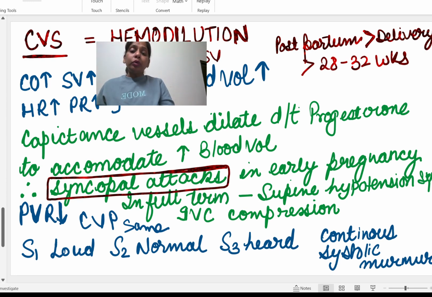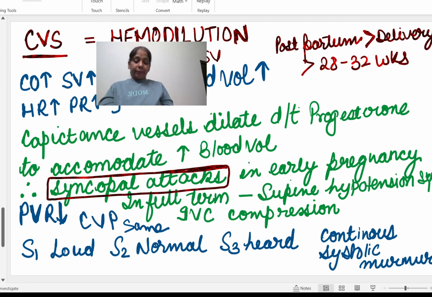Okay, and due to this capacitance vessel dilatation, there is a decrease in the peripheral vascular resistance. Due to this, the systolic BP also decreases. Now the CVP is the same, central venous pressure remains the same. Are you getting it? Due to this decrease in peripheral vascular resistance, the pregnant lady keeps on having syncopal attacks.